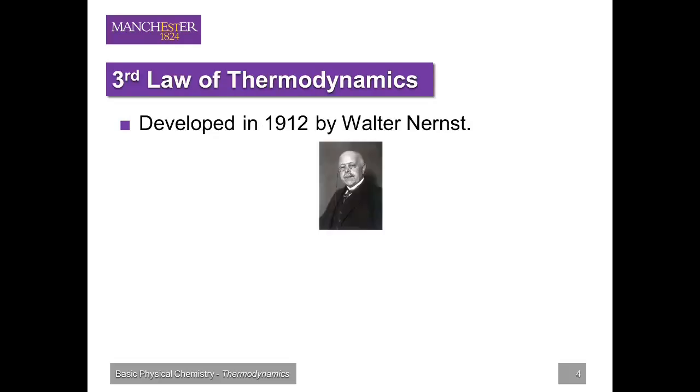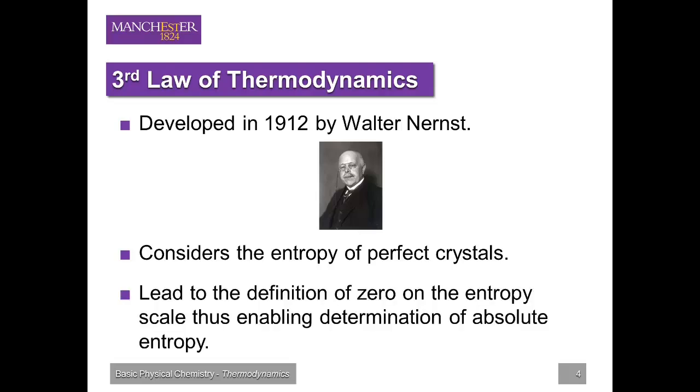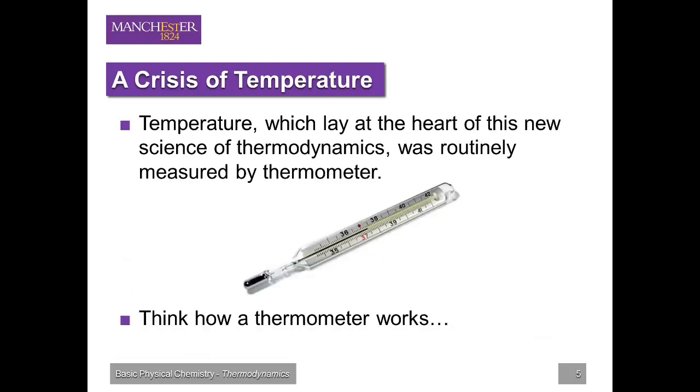In 1912, another German chemist named Walter Nernst was considering the behavior of matter as temperature approaches absolute zero, or minus 273.15 degrees centigrade, the coldest temperature possible. Consideration of the entropy of a perfect crystal led to formulation of the third law of thermodynamics, which led to the definition of zero on the entropy scale, and thus it became possible to measure absolute entropy.